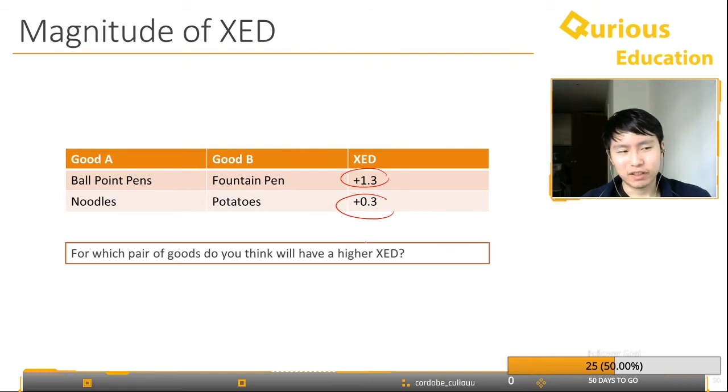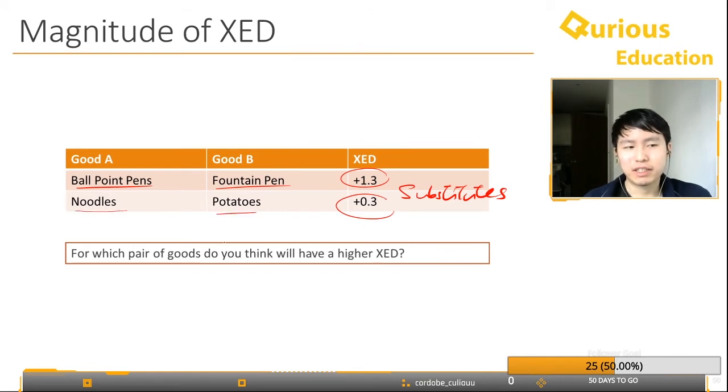So if they're positive, they're going to be substitutes, right? And that makes sense because if you buy more ballpoint pens, you probably would buy fewer fountain pens. And similarly, if you buy more noodles, you might buy fewer potatoes because they're both carbs, right? Now in this case, we can see that the number is greater for ballpoint pens and fountain pens. This just means that they are a closer substitute for one another.